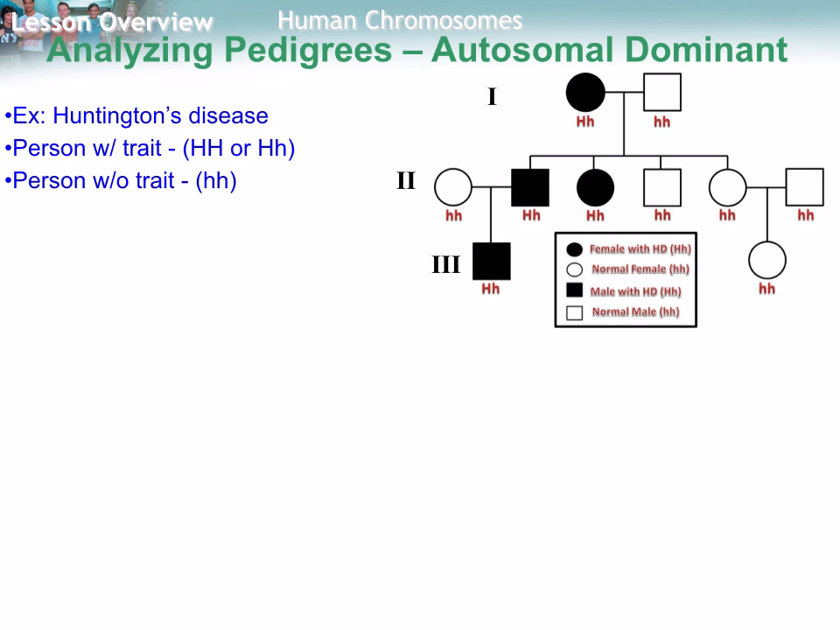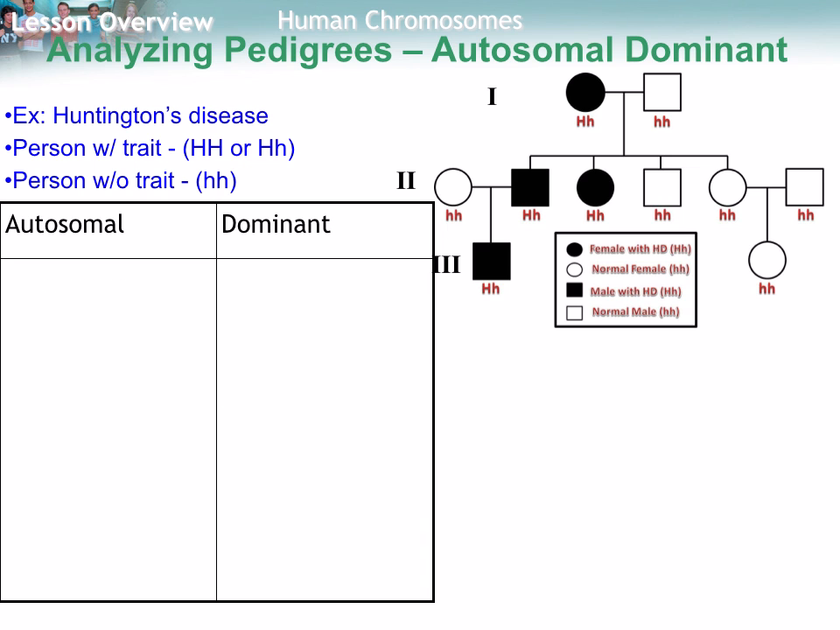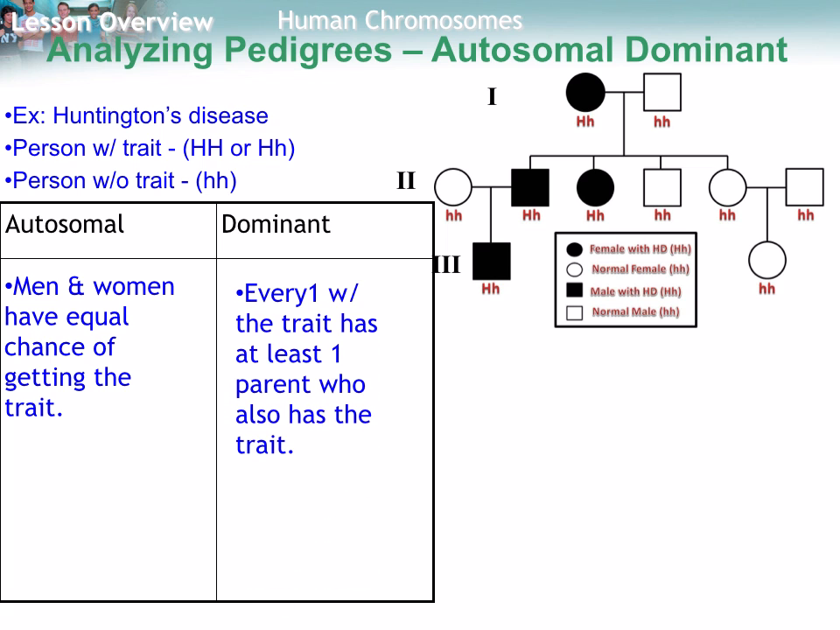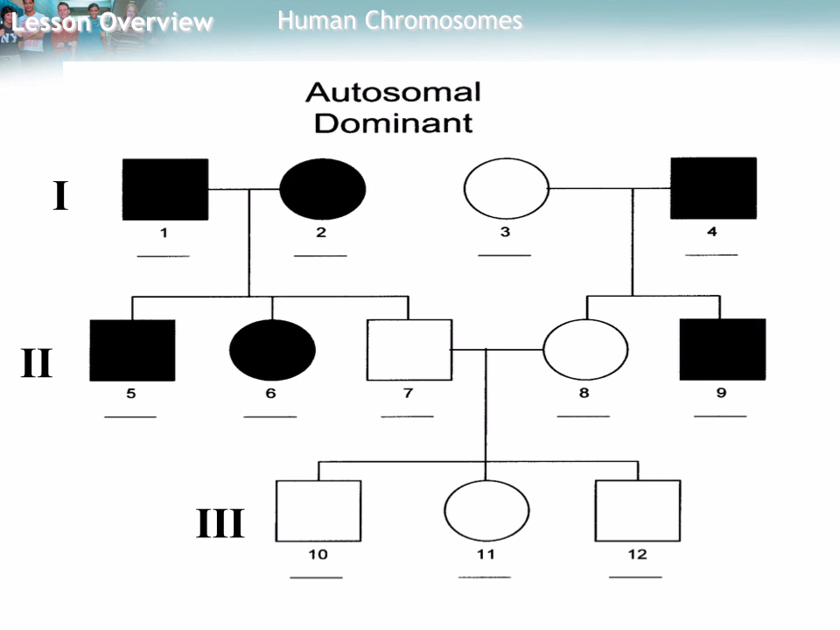So again, to look at this pedigree, we know that this is autosomal because both genders are equally affected, and we know that this is a dominant trait because the parents are affected and also the kids are affected too. Let's look at another example.